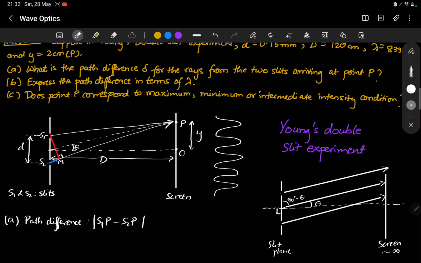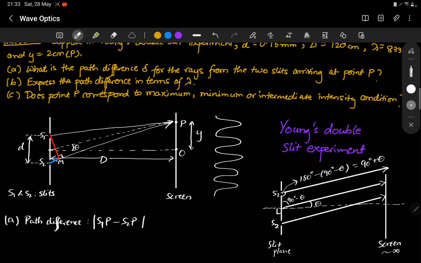Now since these two lines are parallel, we will have this angle over here. This angle will be 180 degrees minus of 90 degrees minus theta, because when drawing a transversal, the sum of interior angles to a transversal of parallel lines is 180 degrees. So this gives us 90 degrees plus theta.